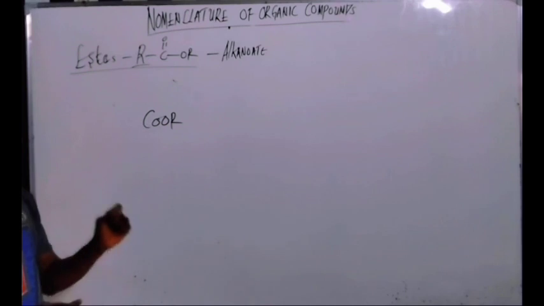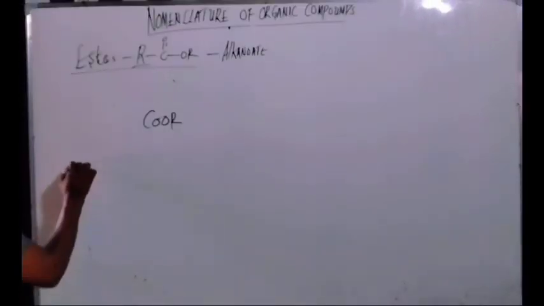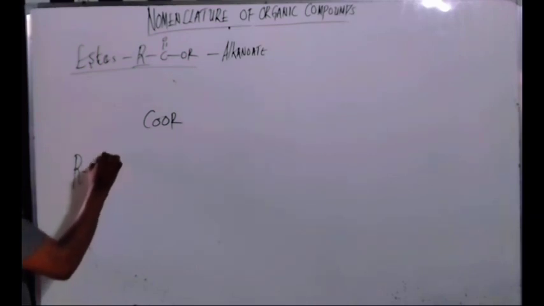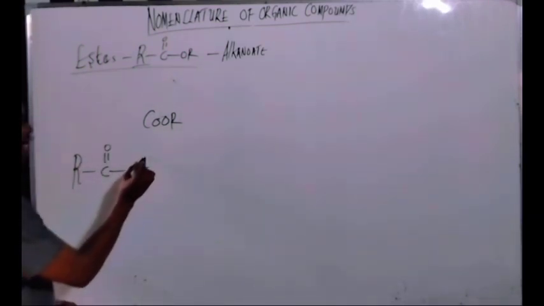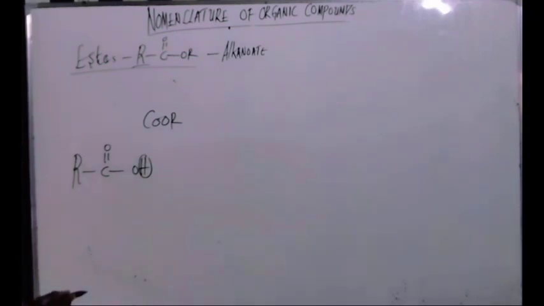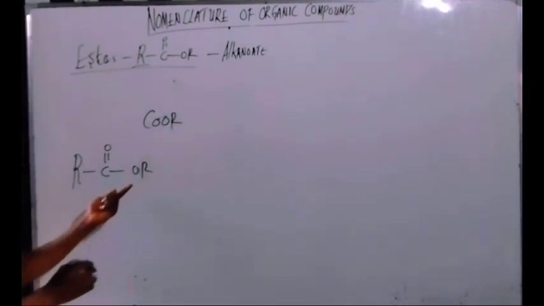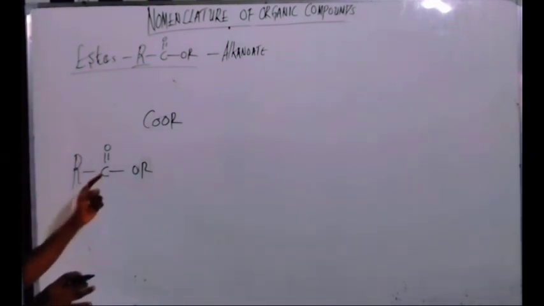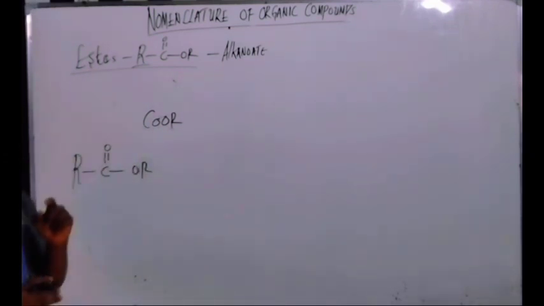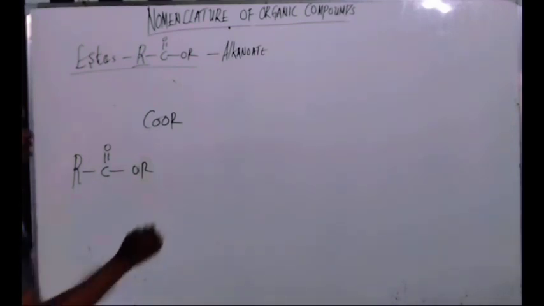But understand that they are derived from the carboxylic acid. Remember, carboxylic acid is like this. Now when you remove this hydrogen and replace it with an alkyl group, you now have esters. Do you understand? So the functional group of esters is COOR.